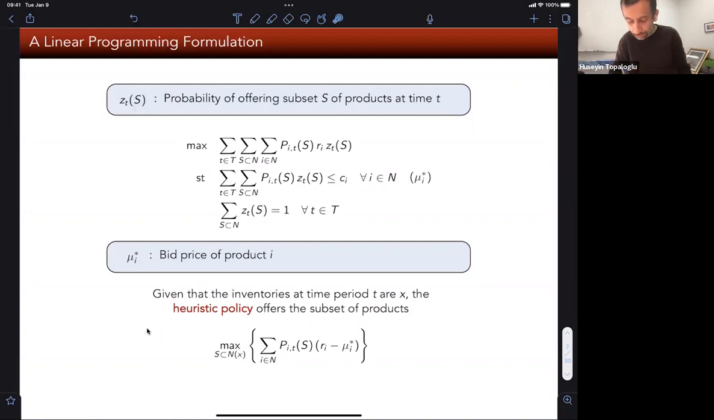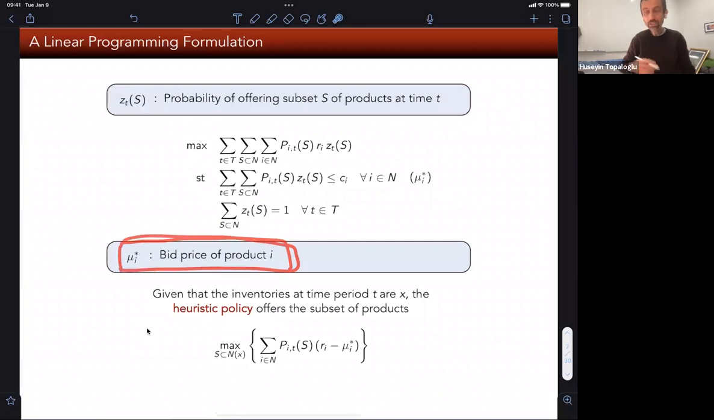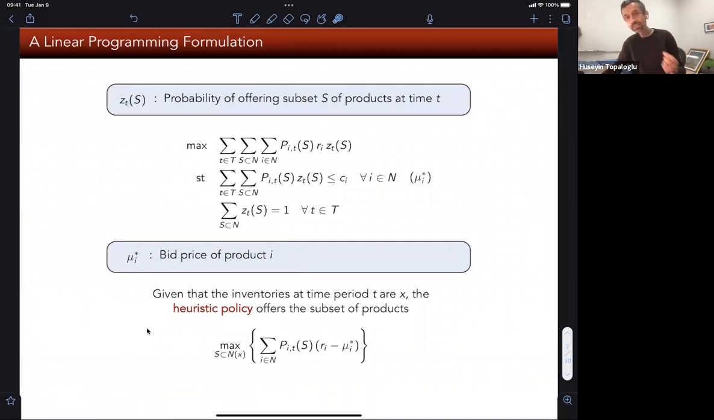Mu I is telling me if you increase the capacity for product I by 1 unit, how much more revenue you would have made. So mu I is essentially characterizing the value of 1 more unit of capacity for product I. And in revenue management vocabulary, those mu I's are called bid prices. So I'm going to call mu I the bid price of product I. Mu I is the value of 1 unit of capacity for product I, and I'm grabbing those bid prices from the optimal dual variables for the capacity constraint for product I.